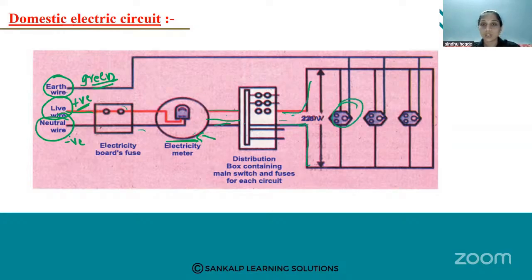These are called sockets. Different sockets are there. They have three holes, right? Each hole has some connection. One hole is connected to the live wire, another is connected to the neutral wire, and the next one is connected to the earth wire. So these three are the sockets. We have to remember one thing here.